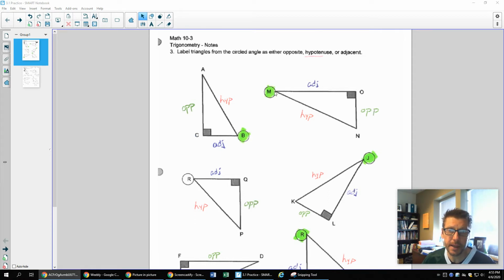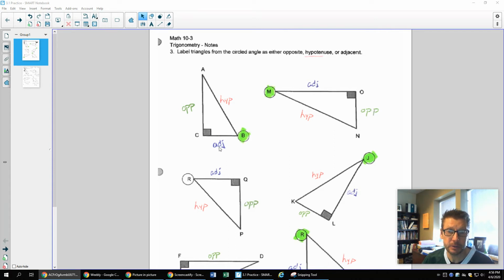If I do M, all the way across from M is over here between O and N, and that's the opposite of M. If I talk about J, it projects all the way over here to K and L, so J's opposite side is from K to L. And it looks like I forgot to color in R, but R projects all the way across to between Q and P. So I do hypotenuse first and opposite second.